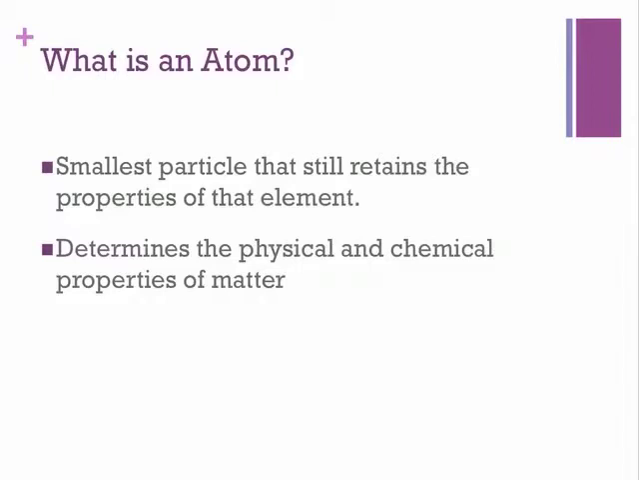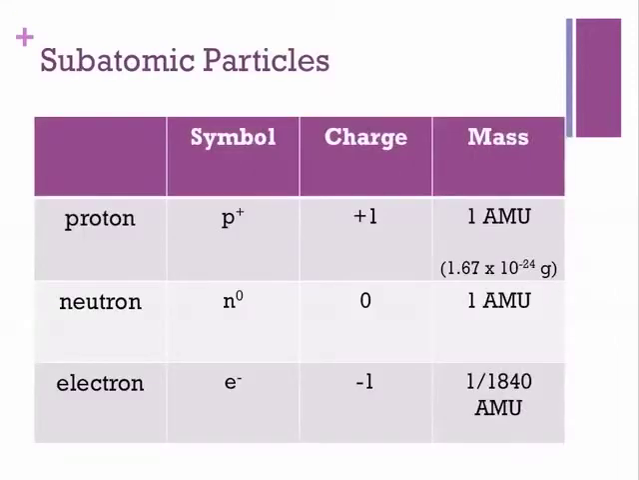The earliest atomic theories thought that an atom was indivisible, meaning that it couldn't be broken down into smaller parts. But we now know that an atom can be broken down into smaller parts, and we know about the proton, the neutron, and the electron. In fact, there's actually been more research that shows we can break those down even smaller. So the subatomic particles that we're going to talk about are protons, neutrons, and electrons.